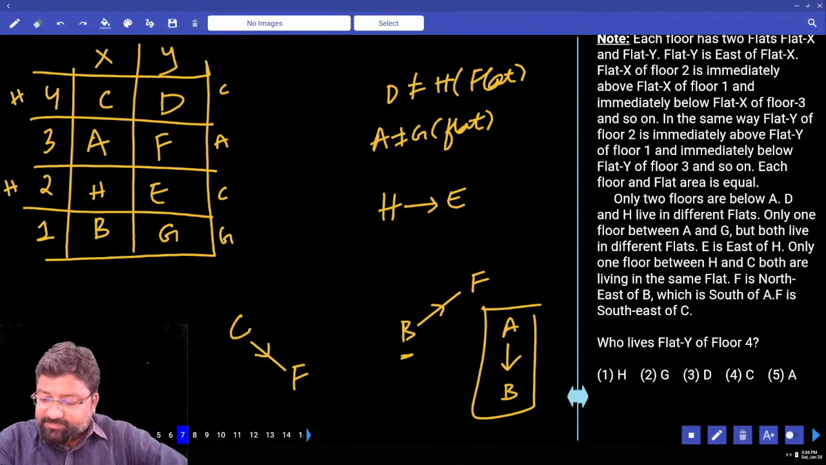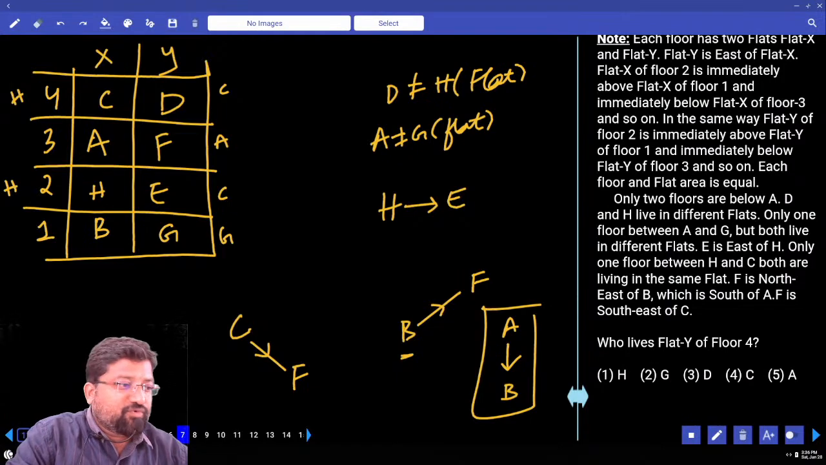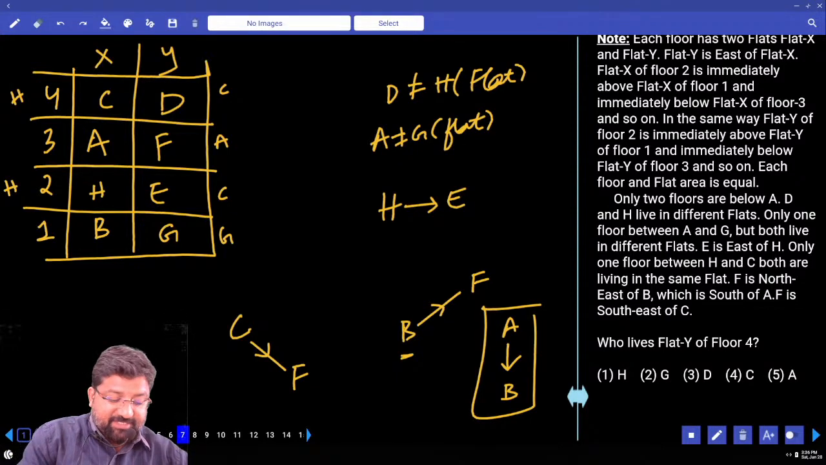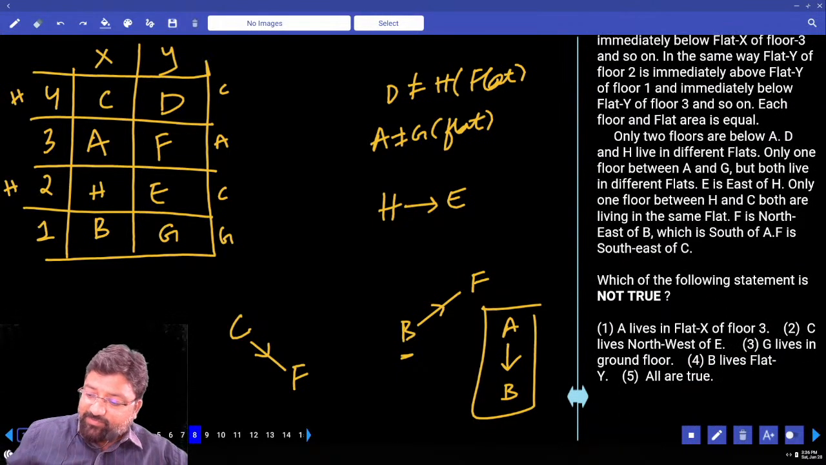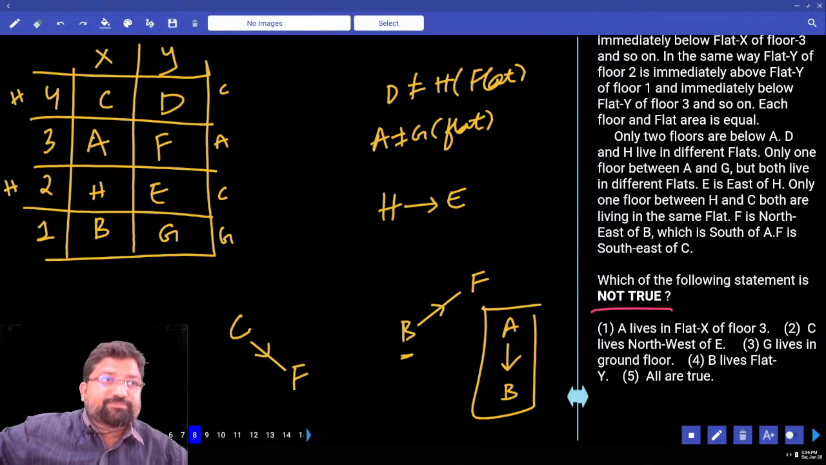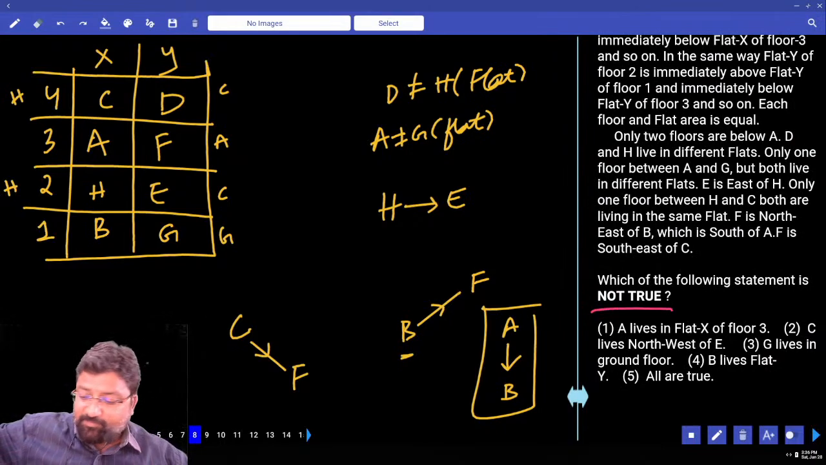Who lives in flat Y of the fourth floor? Fourth floor, flat Y. Who is that? D. Which of the following statements is not true? Now be careful, it says not true. The one which is false.